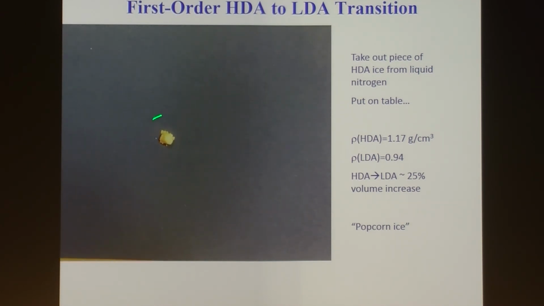And here the transformation begins. We actually call this popcorn ice. What was the smoke that seemed to come out in the beginning? Well, it's cold. Cold? Yeah, we take it out from liquid nitrogen and put it on the table.